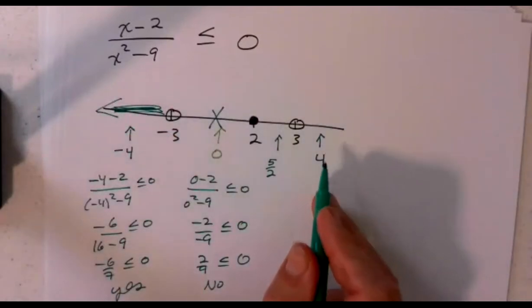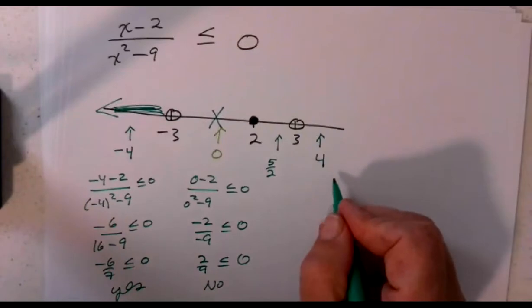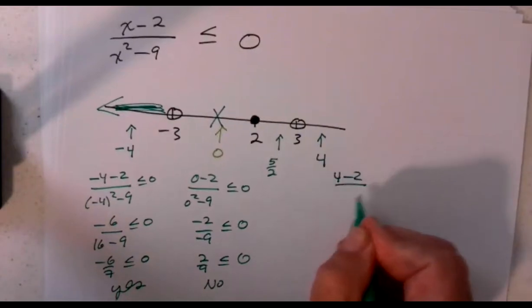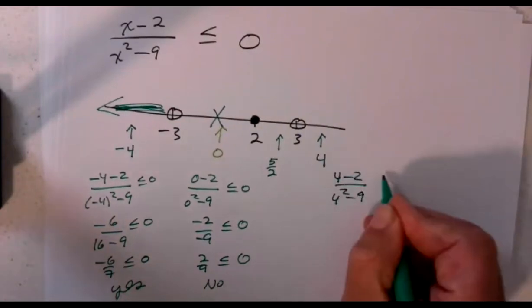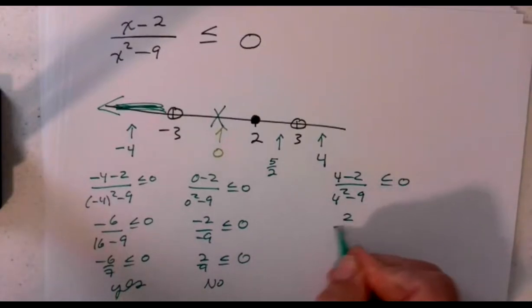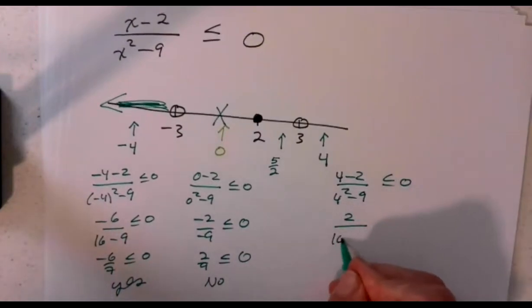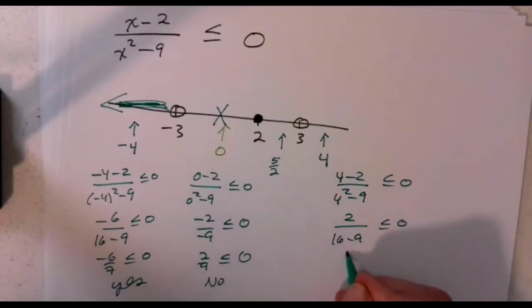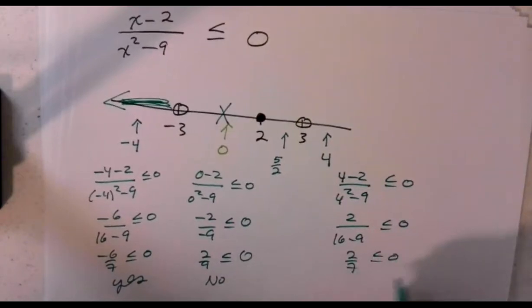Beyond 3 is 4. Well, sure, let's go ahead and do that one. 4 minus 2 over 4 squared minus 9, less than or equal to 0? 4 minus 2 is 2. 16 minus 9 is 7, so 2/7, less than or equal to 0? No.